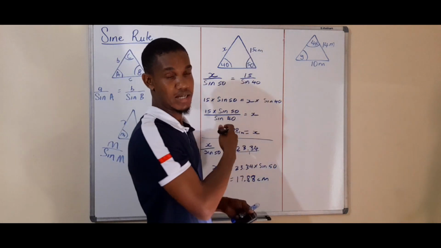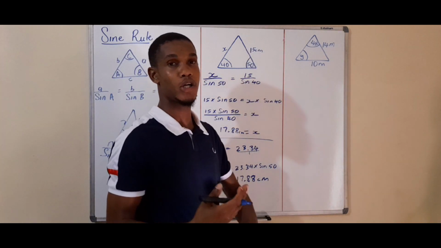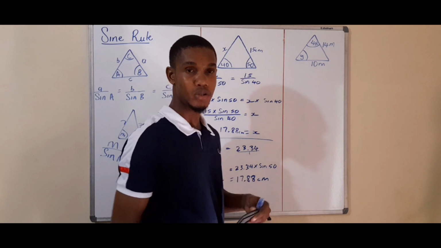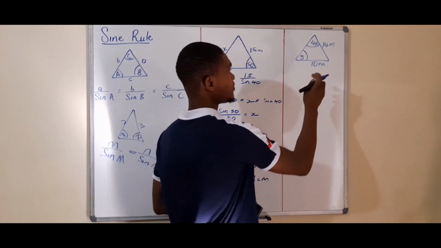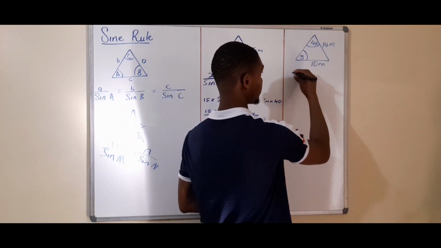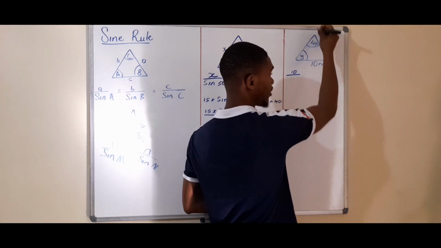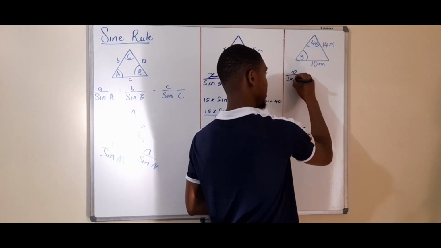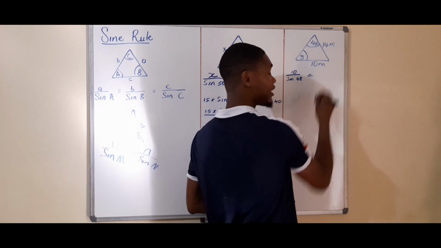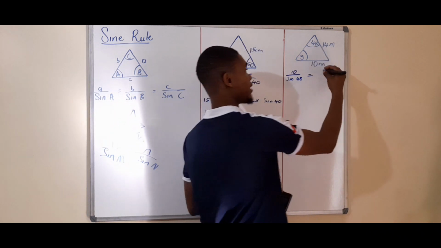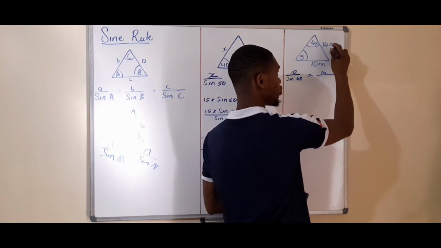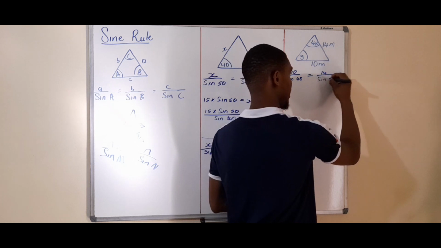Now, this is when you want a side. But what to do if you are trying to find an angle? You start out the process the same way. So it's going to be the side that you know, so that's 10 over the opposite side, so that's sine 48. That should be equal to the other two sides, so that's the 14 that you know over the sine of the other angle.